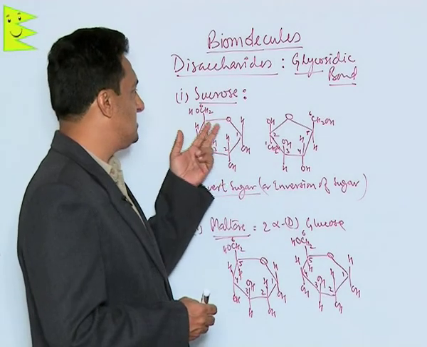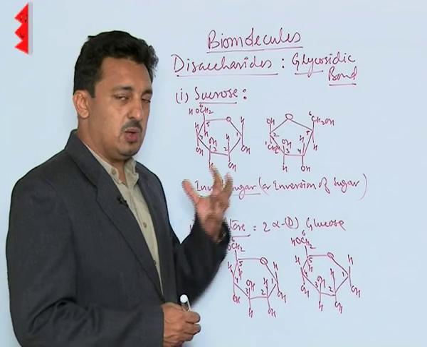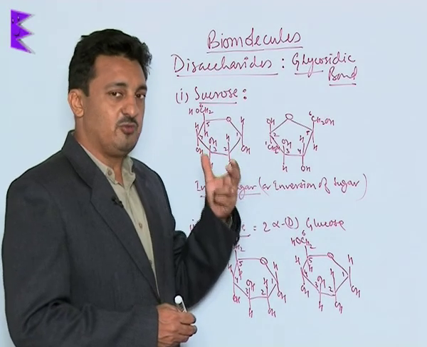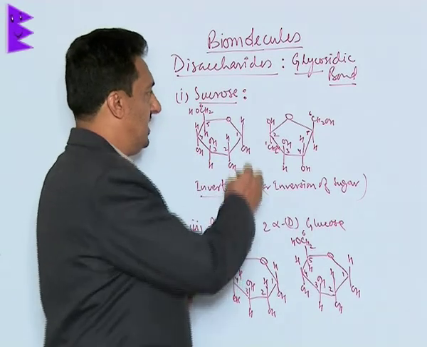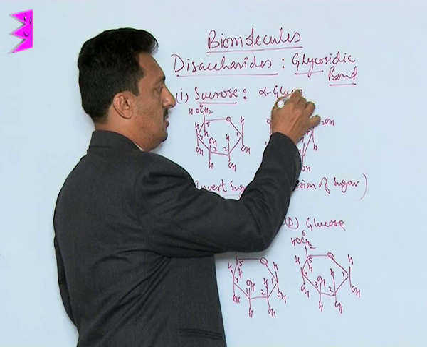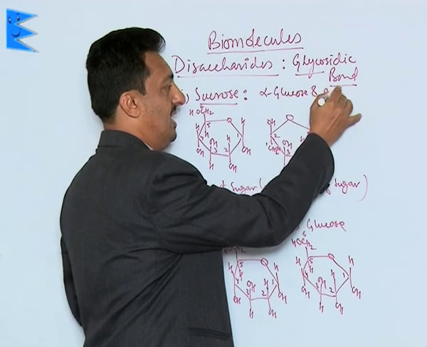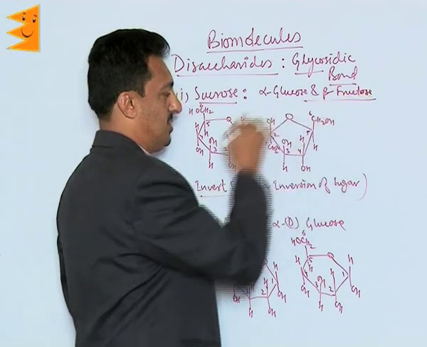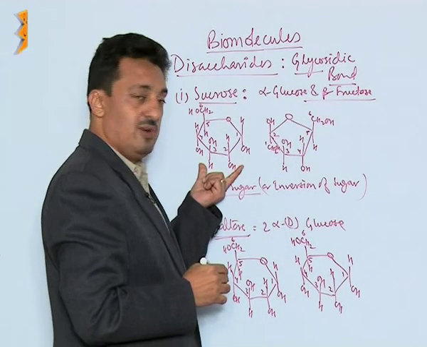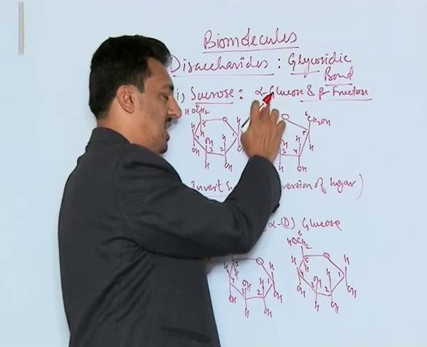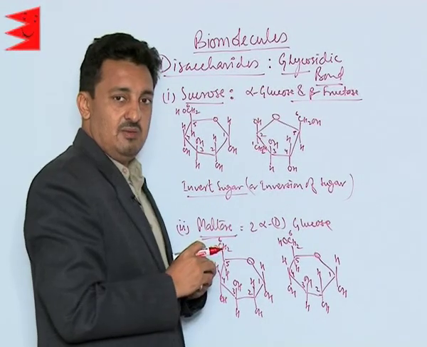Let us see first sucrose. Now what we need to know is that sucrose is a disaccharide of glucose and fructose. It's a disaccharide of alpha glucose and beta fructose. Now this is the alpha glucose I have drawn, and this is the beta glucose. The OH group on the second carbon is on the upper side.